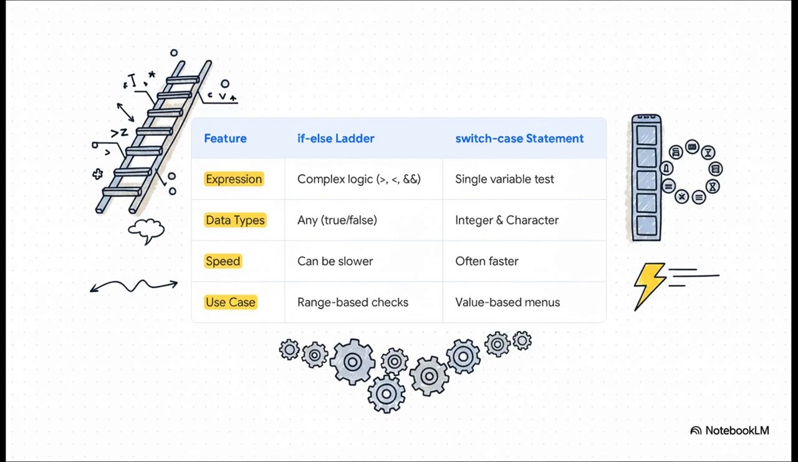But in exchange for being so picky, it's often a lot faster, because the compiler can sometimes build a jump table to go directly to the right answer, instead of checking every single condition one by one. This makes it perfect for things like user menus.